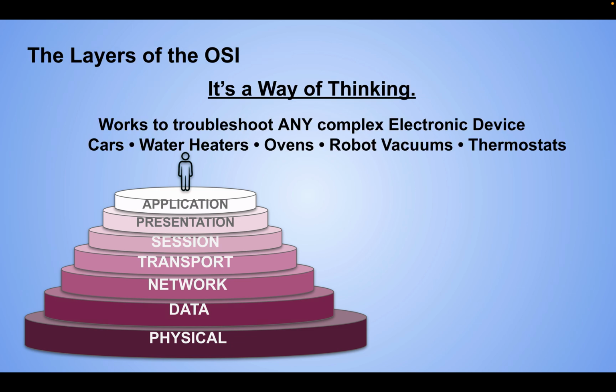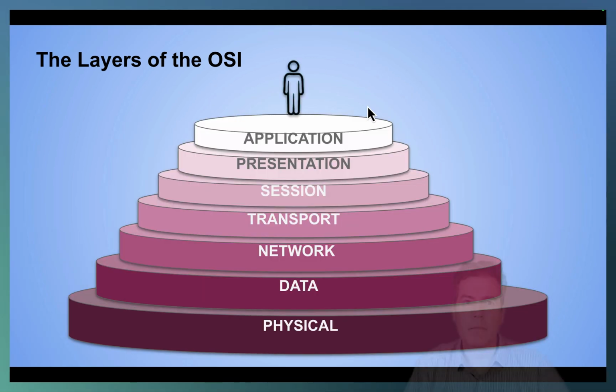So why is this layered approach so powerful? It's a way of thinking that applies far beyond just computer networks. Just like troubleshooting a network, you can use the systematic layered approach for electronic devices, whether it's a car, a water heater, an oven, or even a robot vacuum. Breaking down the problem into logical layers helps you pinpoint the root cause. I've successfully used this way of thinking to fix both the HVAC system and the water heater in my home.